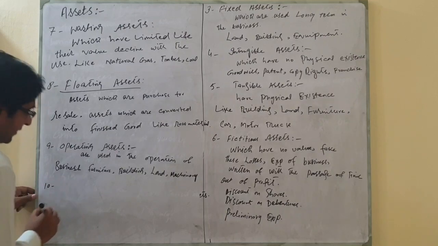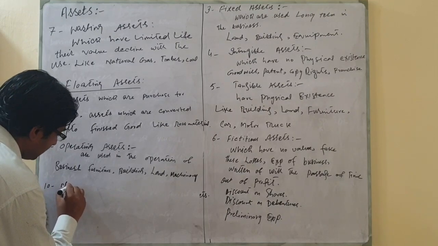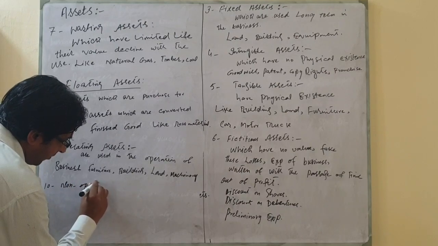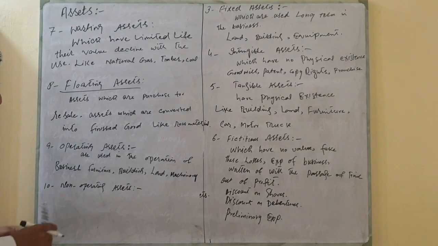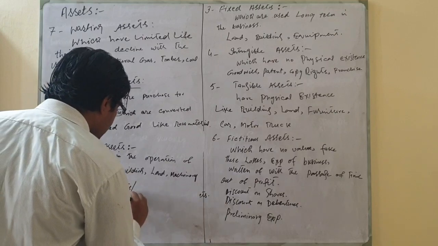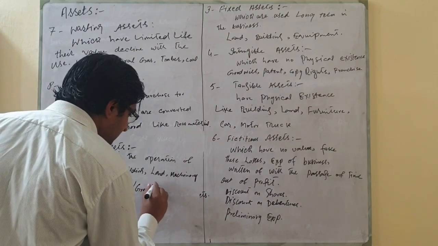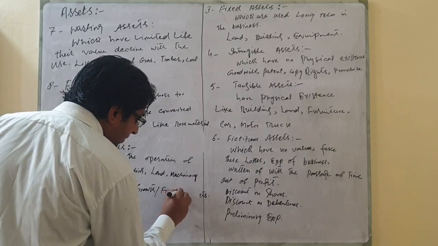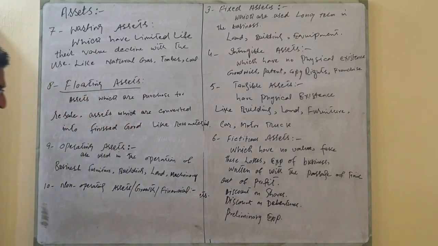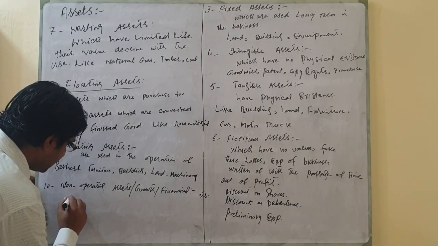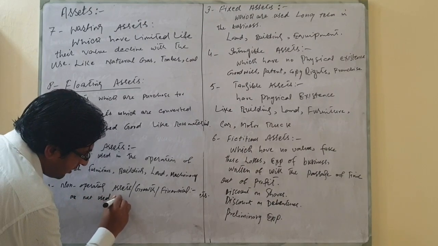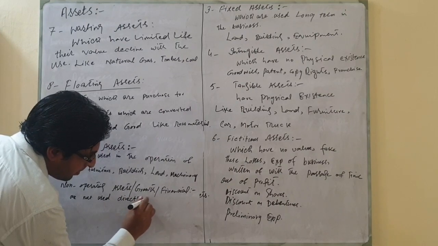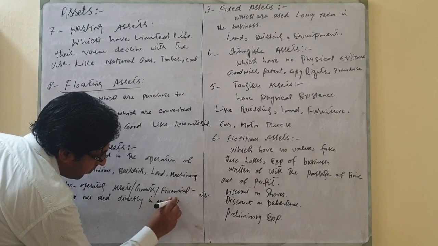And next, that is non-operating assets. Non-operating assets have also other names: growth assets, financial assets. We call them financial assets, growth assets, or non-operating assets. These assets are not used directly in our own business.